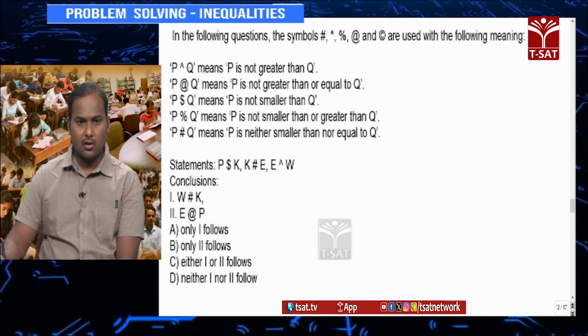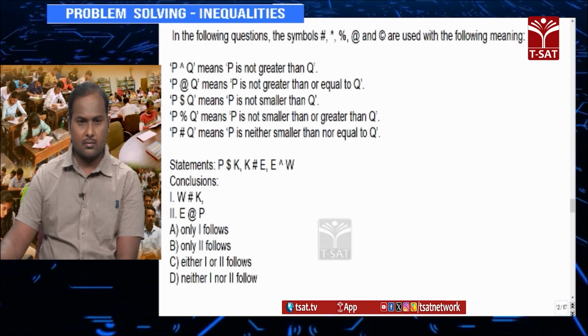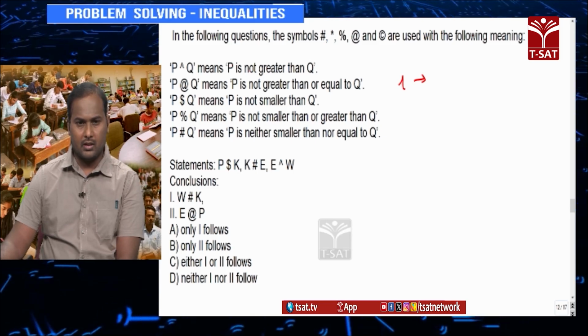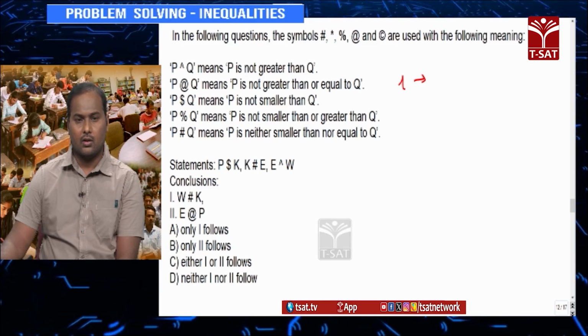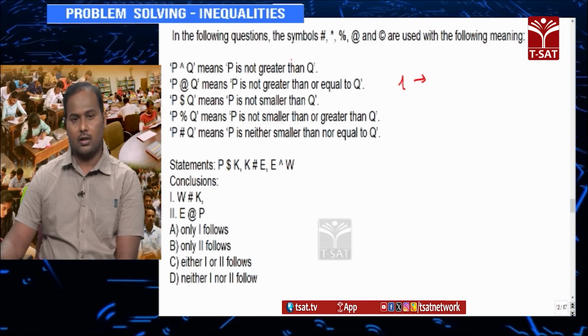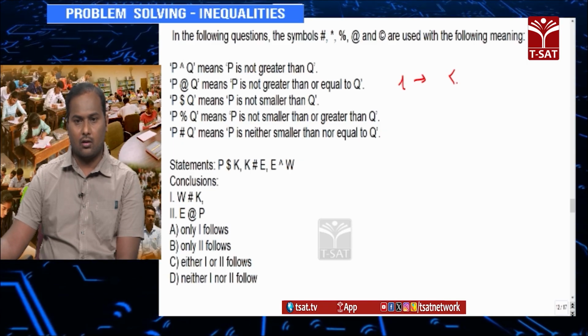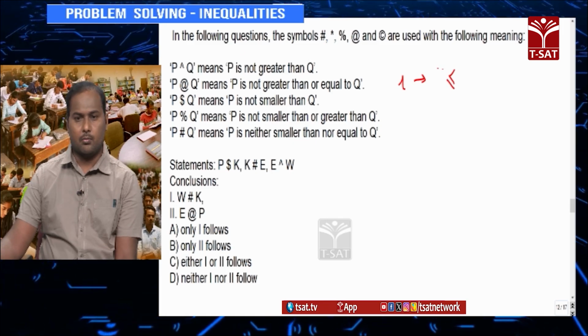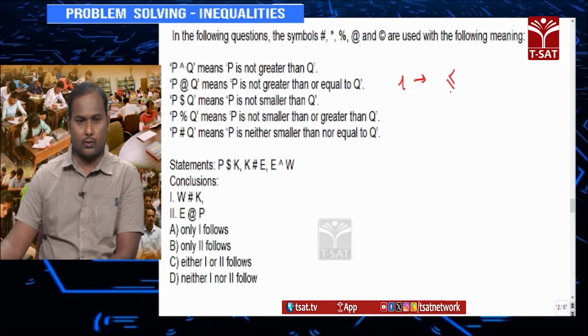So let's see this one. What does the first symbol say? The first symbol says that P symbol Q means P is not greater than Q. So what is meant by P is not greater than Q? P is not greater means it should be less than or equal to. P is not greater than Q means P is less than or equal to Q.